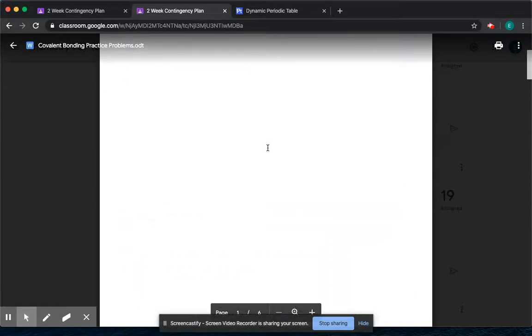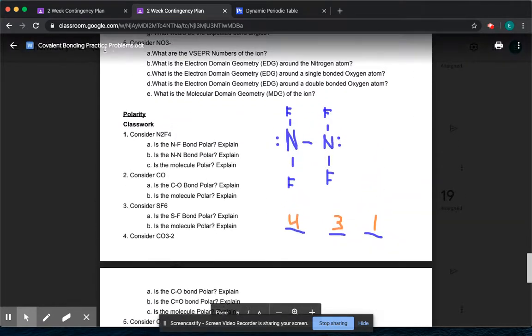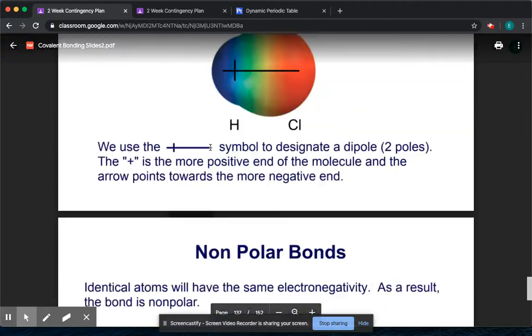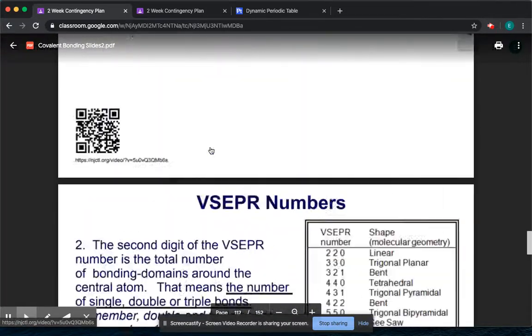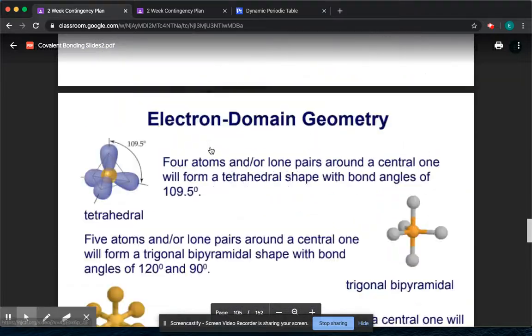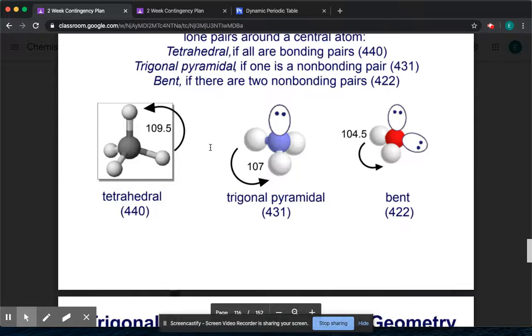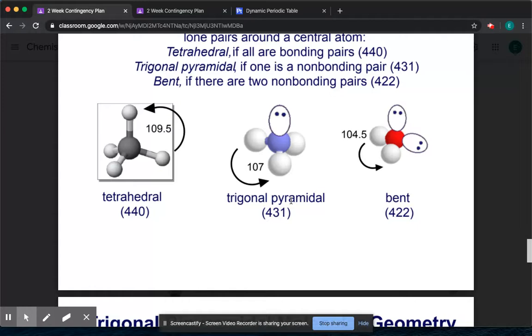What does 4, 3, 1 look like? Oh, I have to switch over to the other slides. My bad. 4, 3, 1 would be trigonal pyramidal. So you have this lone pair up top, and everything is being bent downward.